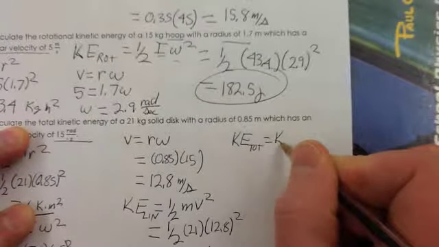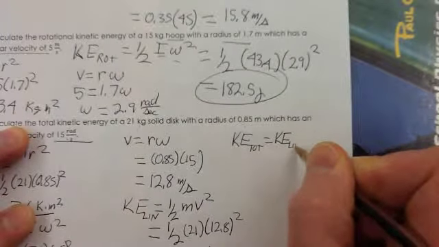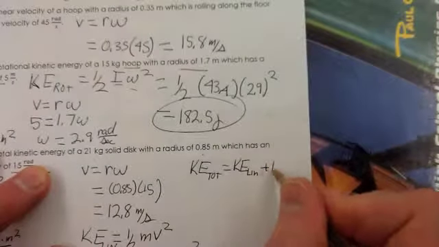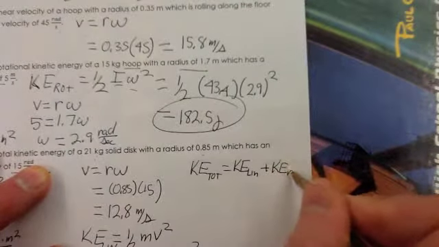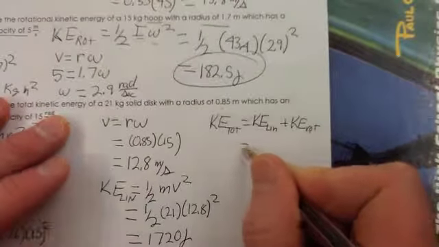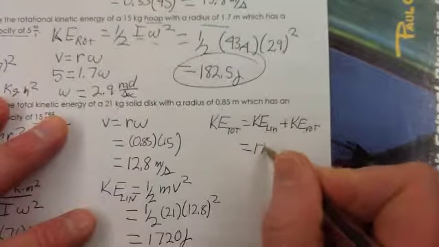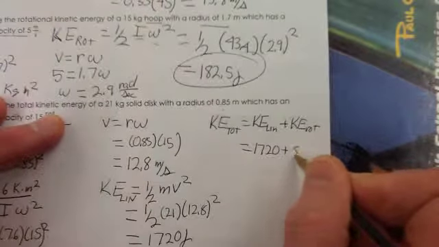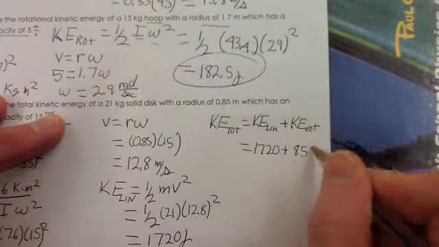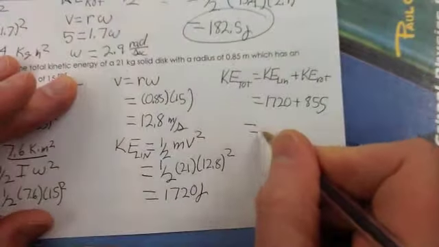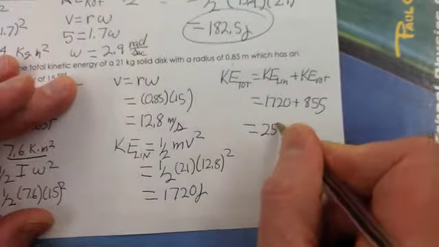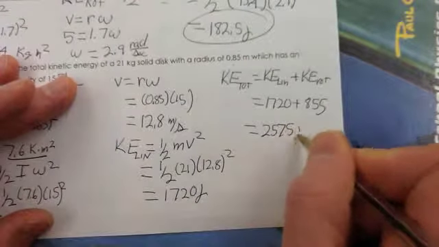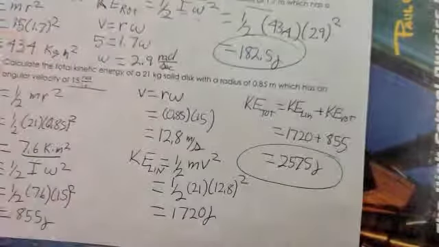So my total kinetic energy is my linear. I changed the order up here; it doesn't matter what order you put it in. Plus my rotational. So that equals my linear, which was 1720, plus my rotational, which was 855. So that adds up to be 2,575 joules. And that's how you do problem number 4.